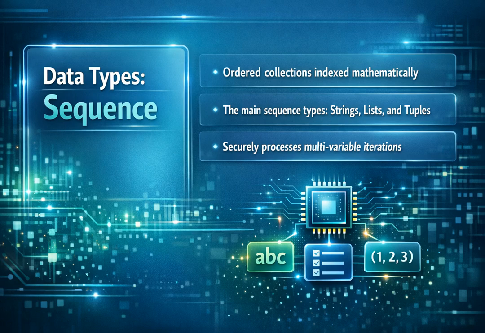Sequence data types store ordered collections of elements where each element is accessed using an index starting from 0. Python has three main sequence types: strings, lists, and tuples. Each serves a different purpose in storing and organizing data.